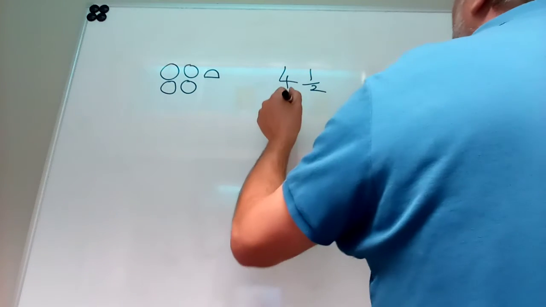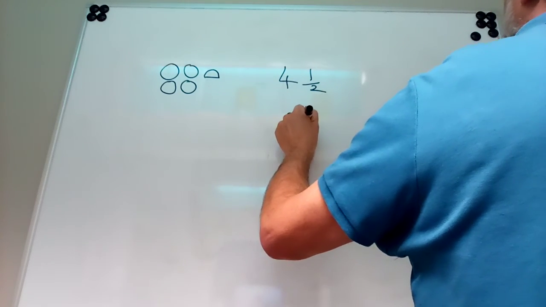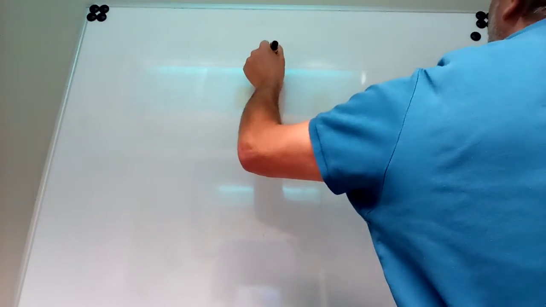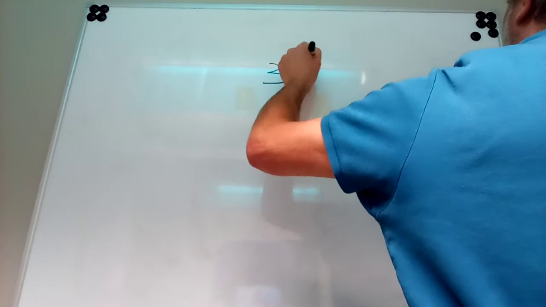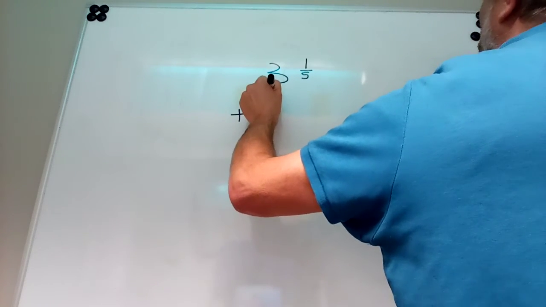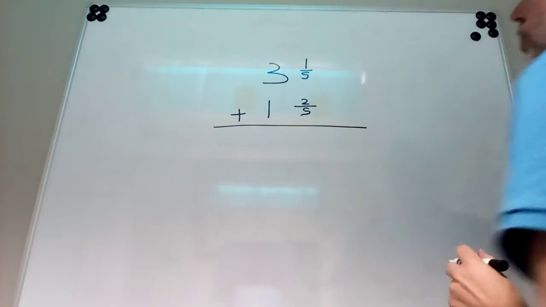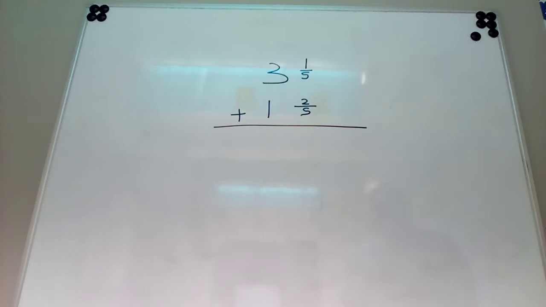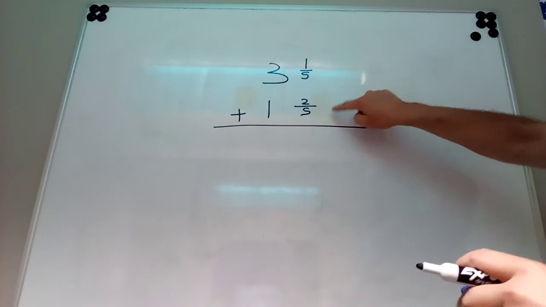Now if we have 4.5 plus, let's say we had 2.5, well, I don't have that yet. I want to keep this a little more simple. So let's try it this way. Let's say we have 3 and 1/5, and we want to add to that 1 and 2/5. So let's say we want to add that together. That's 2 mixed numbers. 3 and 1/5 is a mixed number, and 1 and 2/5 is a mixed number.